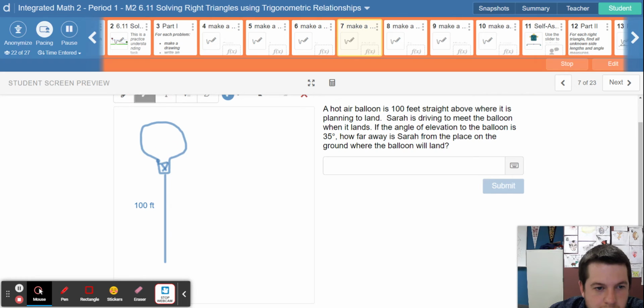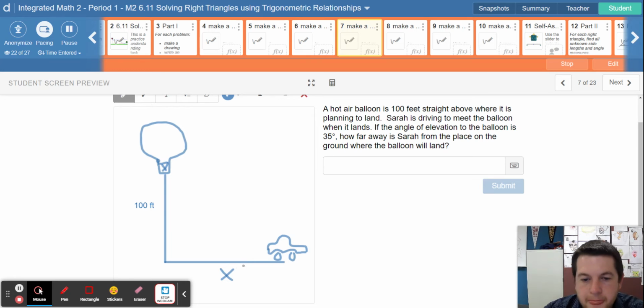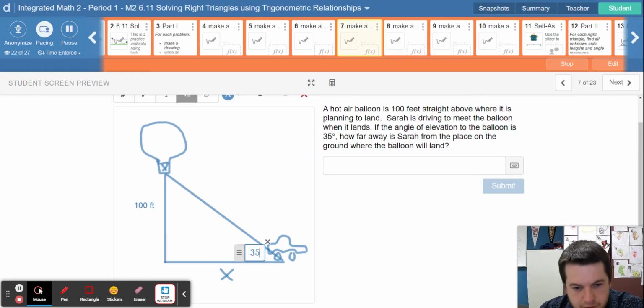And we also know that Sarah is somewhere over here away from the balloon. We don't know how far that is. We're trying to calculate it. But Sarah's somewhere over here driving, so she's in a car, headed to the balloon. So we're trying to figure out how far that distance is. But we also know that the angle of elevation from the car to the balloon is 35 degrees.